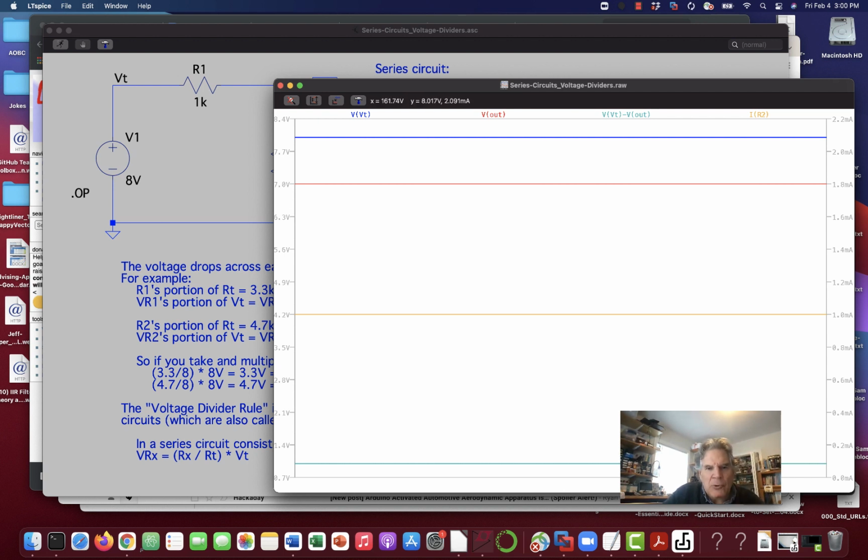So here, the total voltage is still 8 volts. All right. The V out is now 7 volts. Again, you can look up in this area right here for when I'm over the line. So there's 7 volts exactly. And the current IR2, which is the same as our total current because it's a series circuit, says 0.998, and there we go, 1 milliampere.